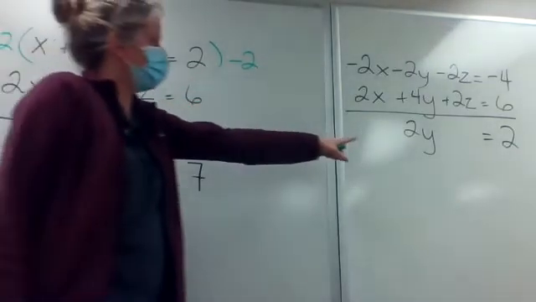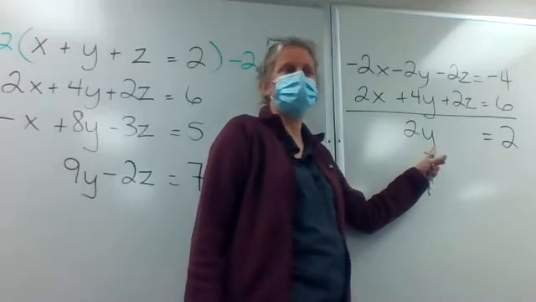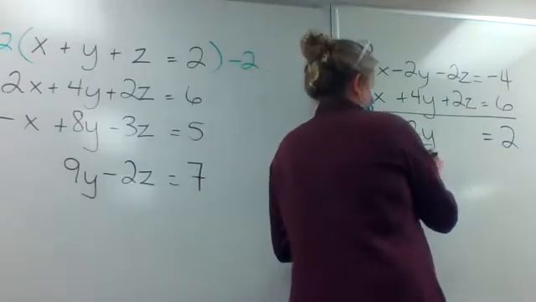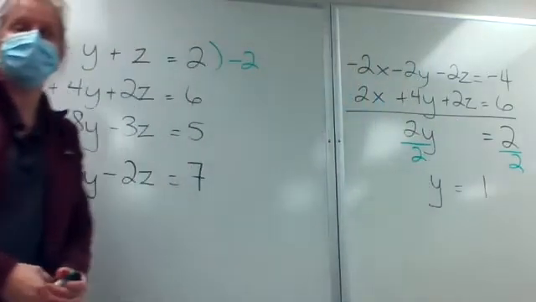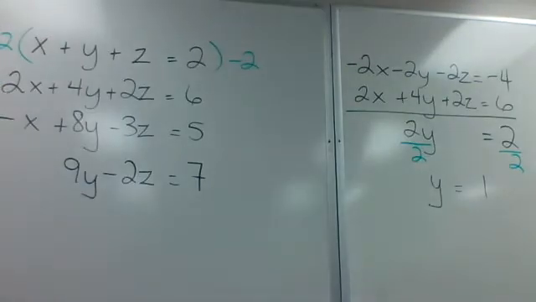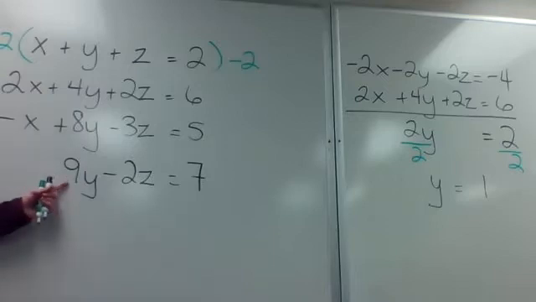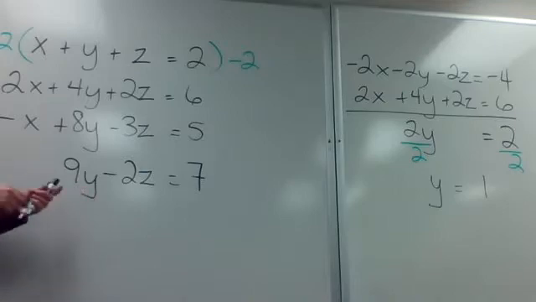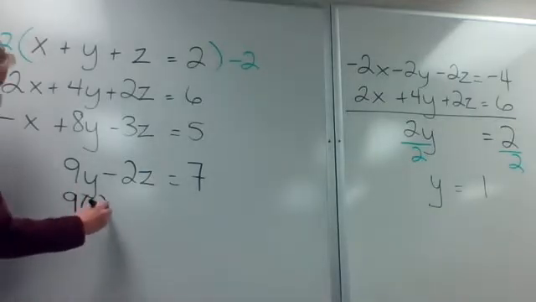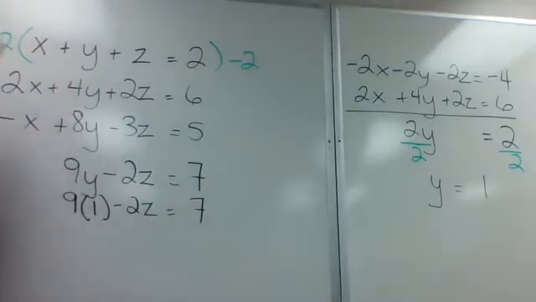But since this happened, what can I solve for? What can I figure out now? Y. So solve for y. So y equals 1. So I've solved for one of them. If I know what y is, can you go back to anywhere in the problem and find an equation that has a y and just one other variable? This one right here. If I know what y is, I can put it here. So y is 1. So I'll have 9 times 1 minus 2z equals 7.